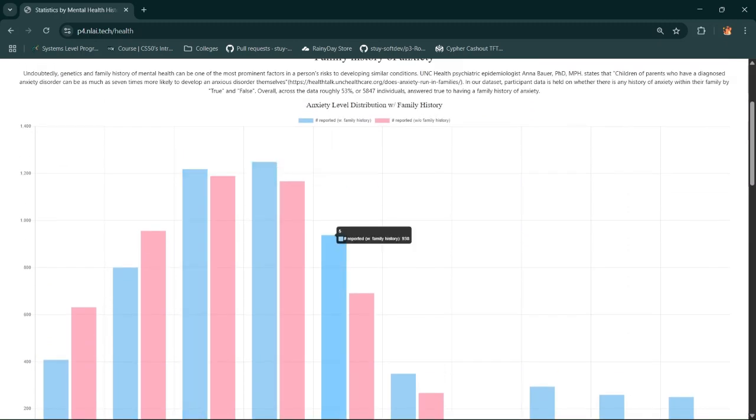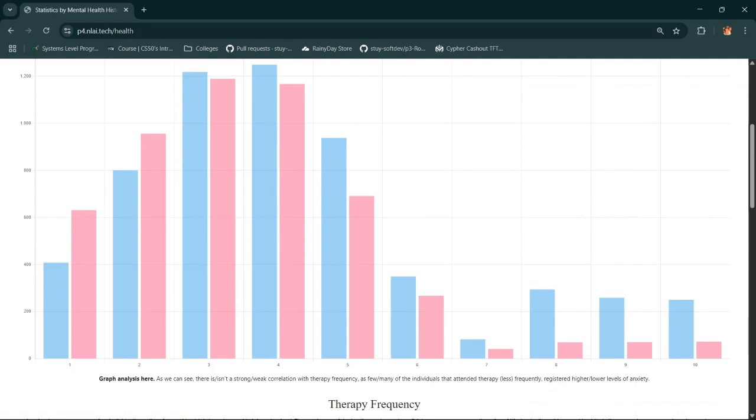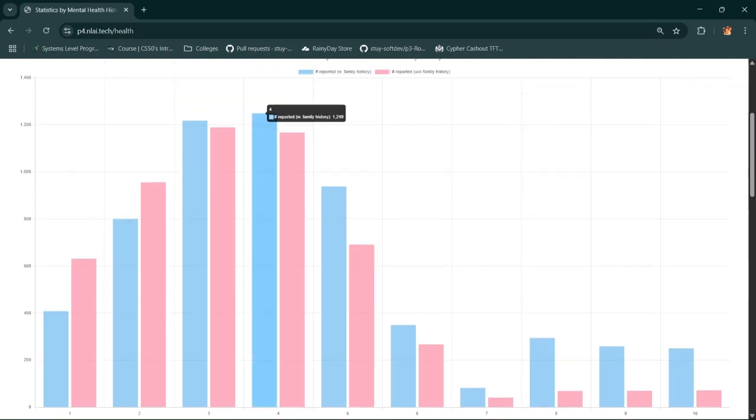In our data set, around 53% of participants reported having a family history of anxiety, and our chart breaks it down by anxiety level. It really shows that even though both groups had relatively high anxiety, there's a much more noticeable trend toward higher levels when it is present in your family.